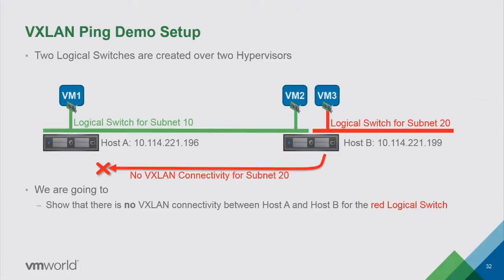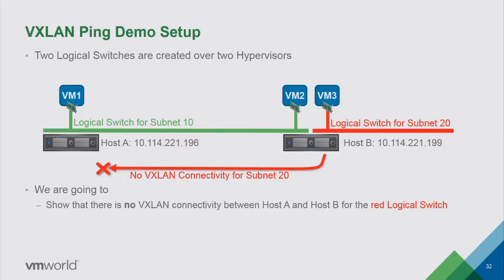So let's go ahead and take a look at the demo. For this demo, we have two hosts. On your right, you have the .199 host. On the left-hand side, you have the .196 host. First, we're going to ping from host B to host A using the red logical switch.